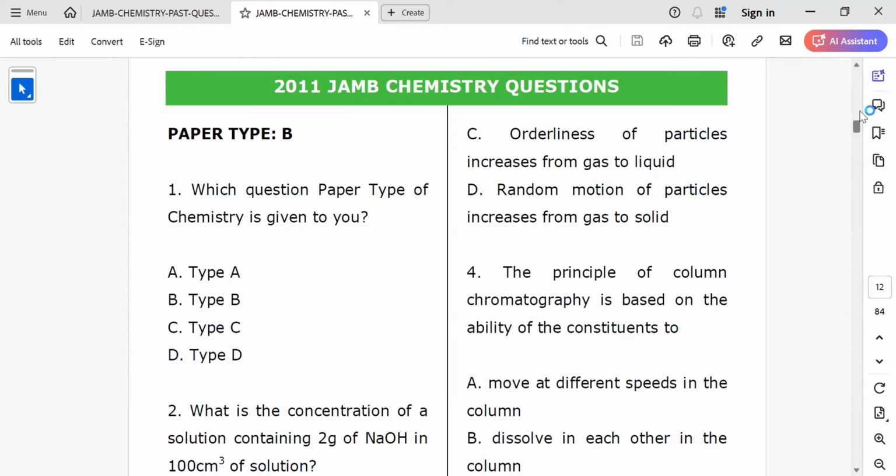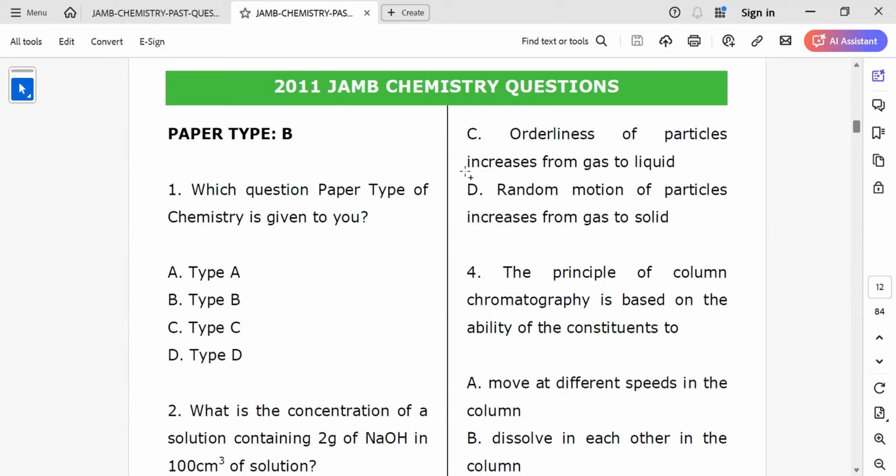As you move from gas to liquid, the particles tend to bring themselves together. So therefore, the orderliness increases from gas to liquid, and from liquid to solid. As they are moving from gas to solid, the orderliness increases. But the random motion of the particles decreases. It's not an increase, it decreases.